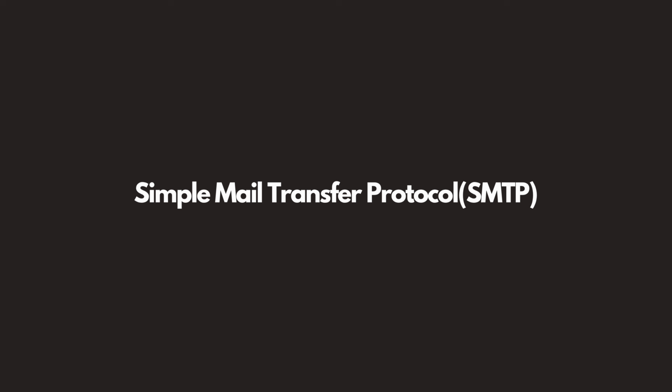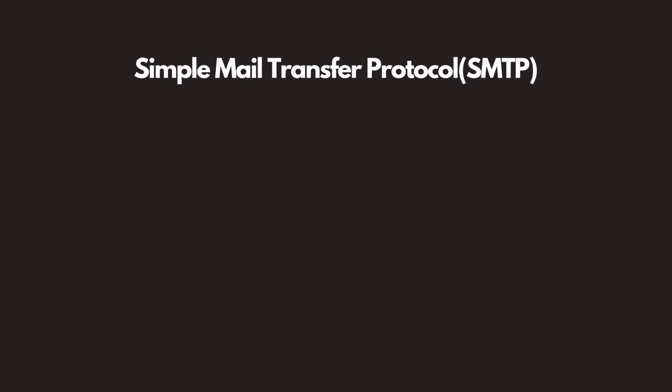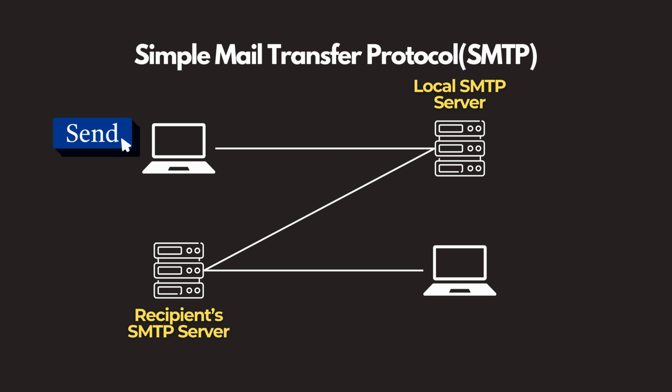SMTP, or Simple Mail Transfer Protocol, is used for sending emails. You use this when you hit send, and SMTP delivers your email to the recipient's mail server. The oldest port it uses is TCP port 25, but nowadays it also uses TCP ports 465, 587, and 2525 for security.